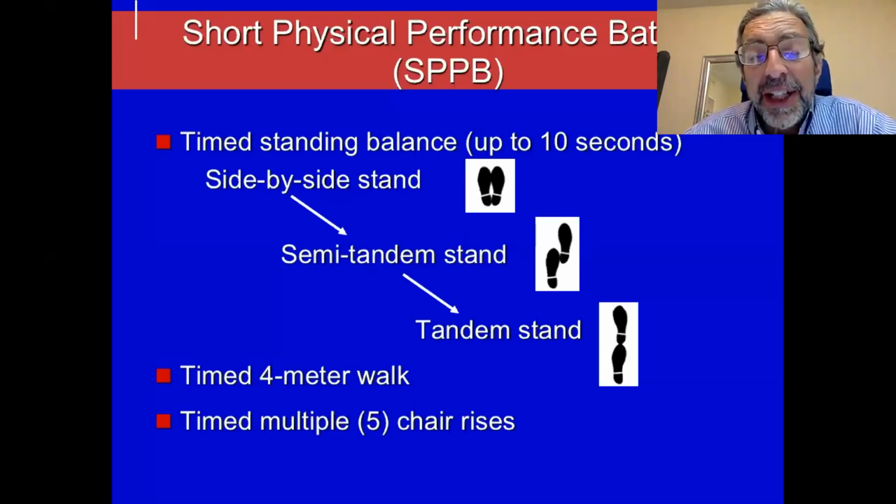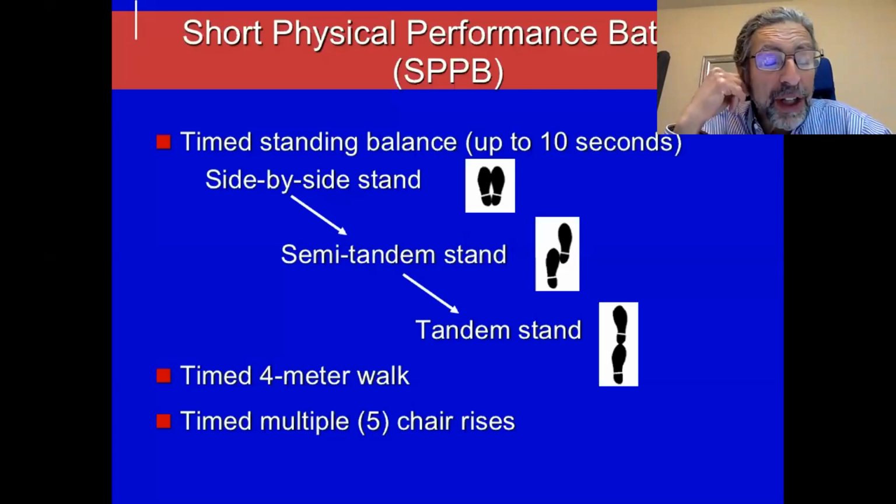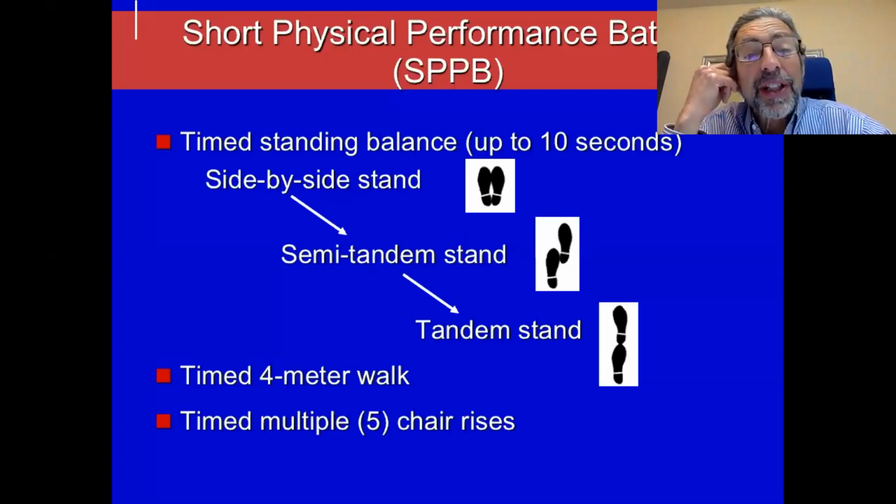I want to talk about a battery of tests that I developed with my colleagues at the National Institute on Aging some time ago, and which has come to be used quite a bit throughout the world as a simple standardized way of assessing lower extremity functioning. This is called the Short Physical Performance Battery, or SPPB, and it's got three different components to it.